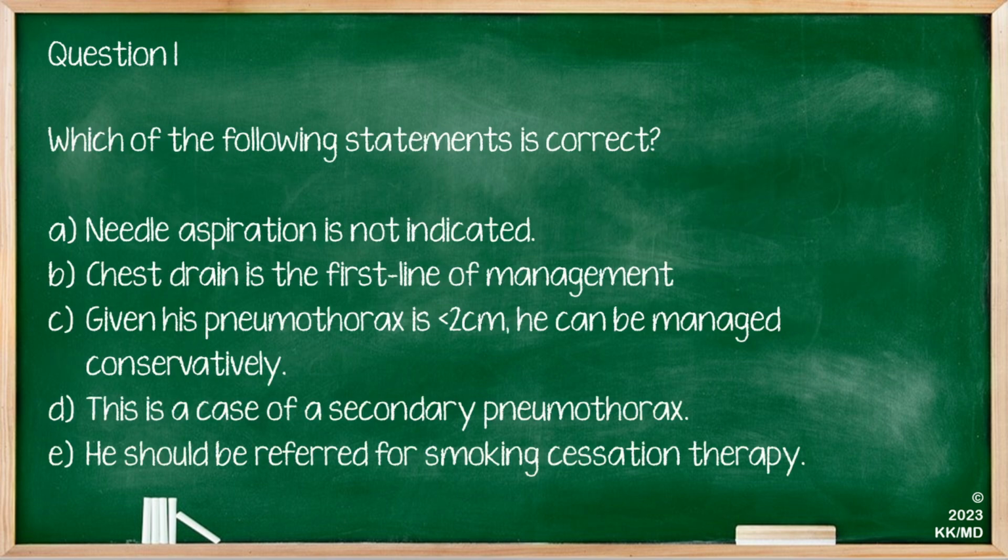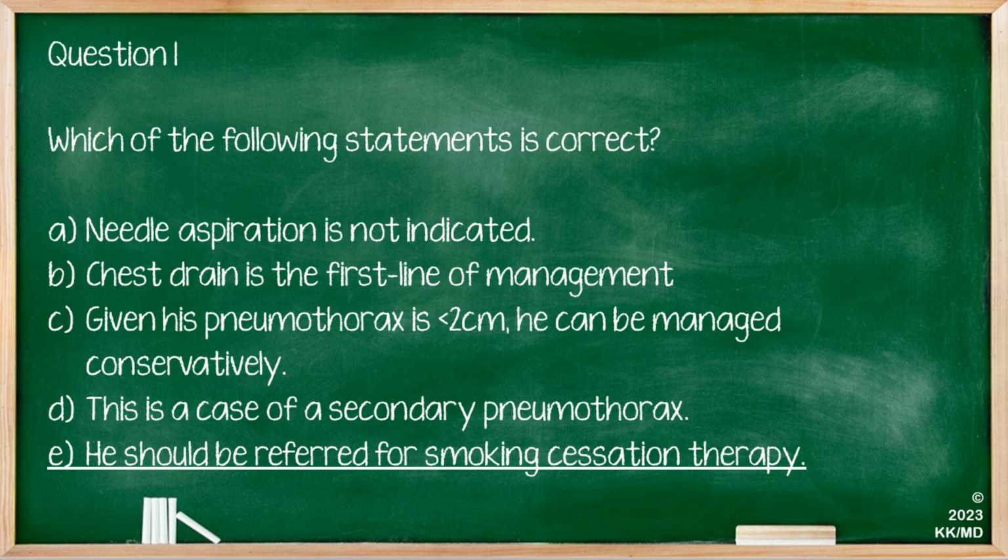So our options are needle aspiration is not indicated, chest drain is the first line of management, given his pneumothorax is less than 2 centimetres, he can be managed conservatively, this is a case of a secondary pneumothorax, and he should be referred for smoking cessation therapy. So in this case, the correct answer is the last one, E. He should be referred for smoking cessation therapy, as this does increase his risk of having pneumothoraces, as well as, of course, other health problems.